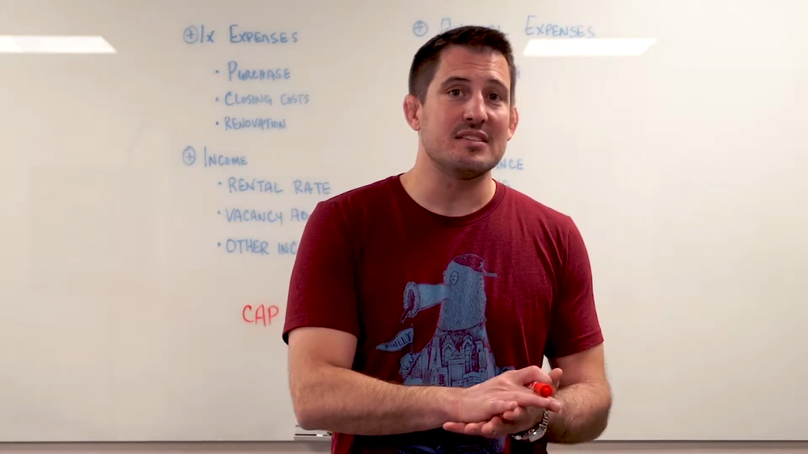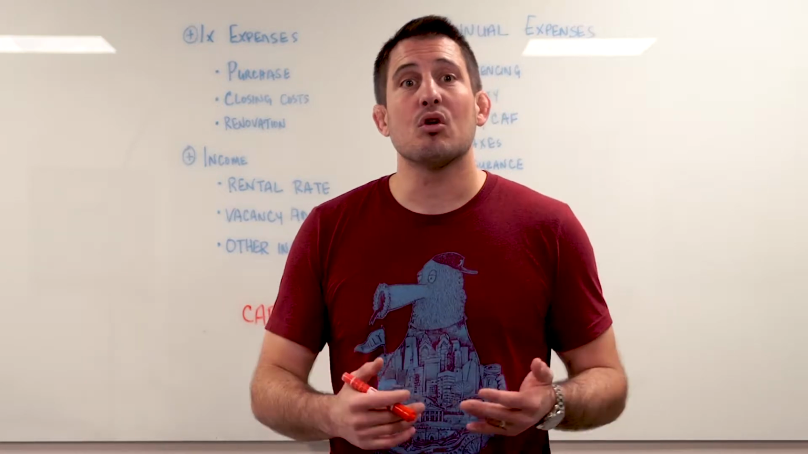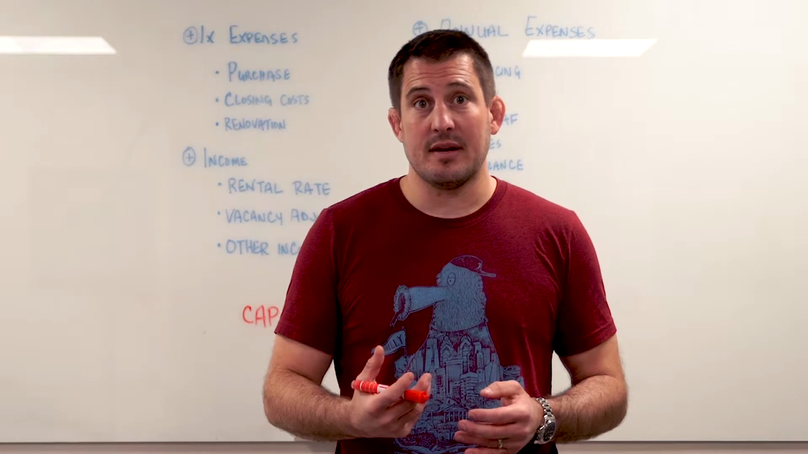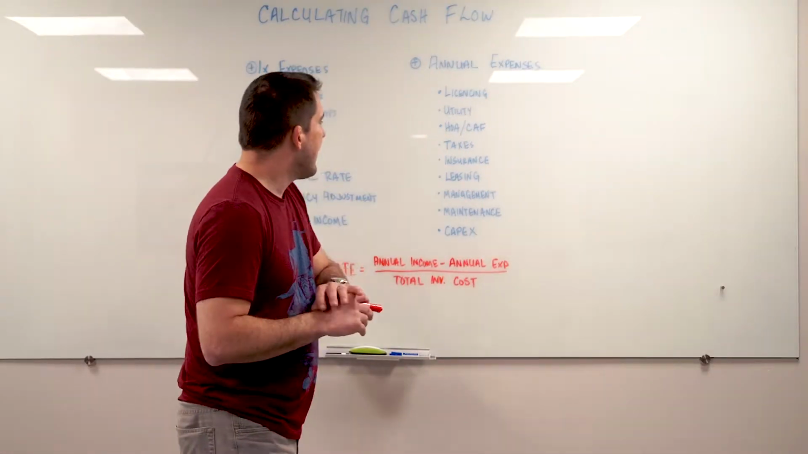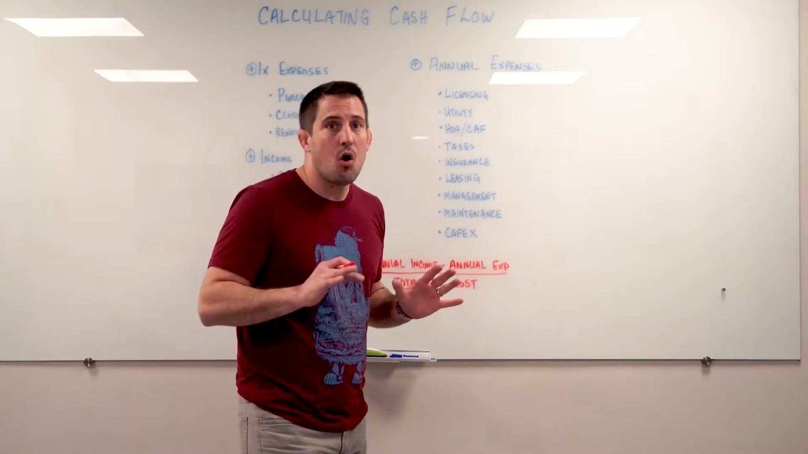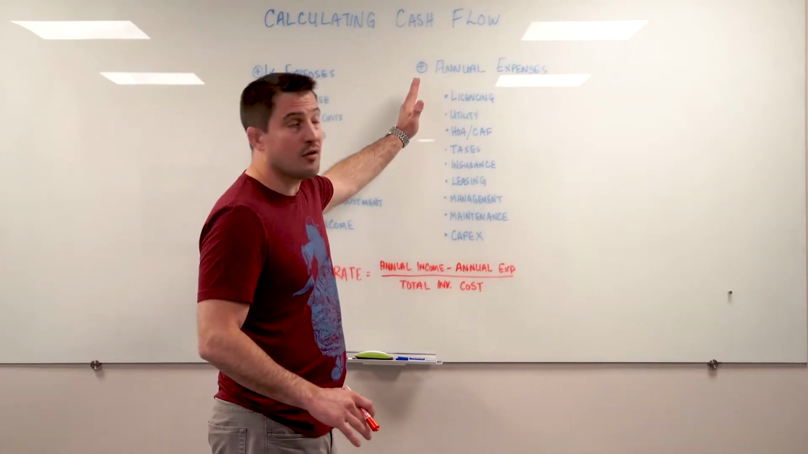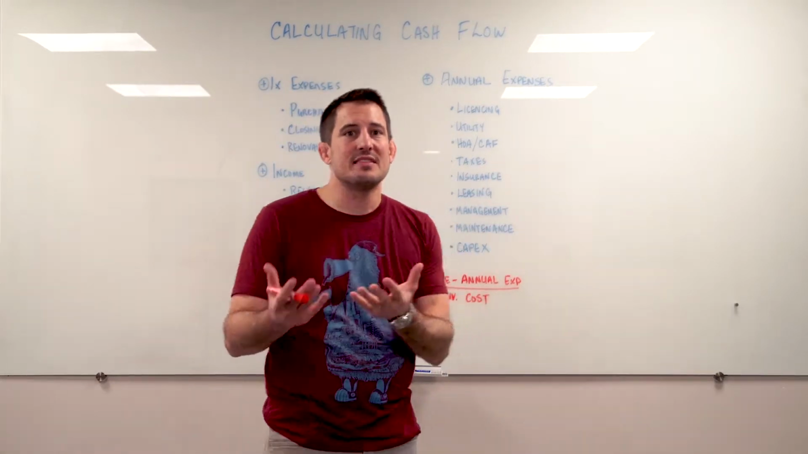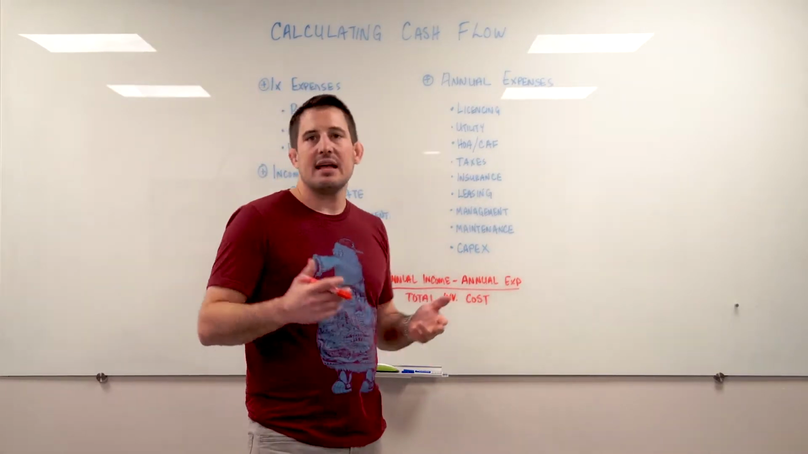So getting these places rented quickly and getting them turned over quickly is really vital to maintaining a good cash flow investment. Okay? Now, the area of this calculation that has really the most impact on the bottom line is over here. These are the annual expenses. And what are some of the annual expenses that you can expect to see?